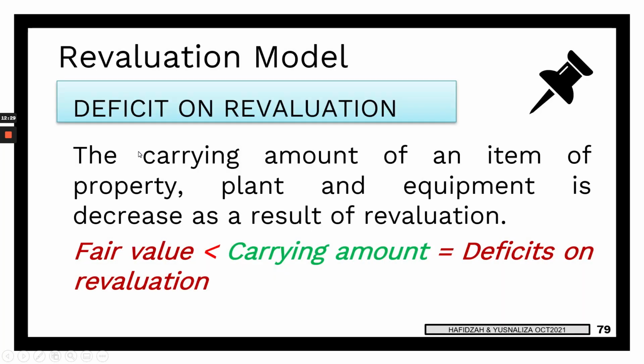A deficit on revaluation. Under the revaluation model, a deficit on revaluation would happen if the carrying amount of an item of property, plant and equipment is decreased as a result of revaluation. Decrease, or this is going downward. So therefore, what would happen is that here carrying amount would be greater than the fair value. So that will give rise to a deficit on revaluation, or also known as loss on revaluation, also known as revaluation deficit, where carrying amount is greater than the fair value.